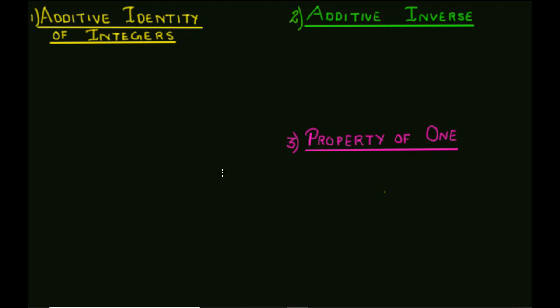During the last sessions, we had discussed the different properties of the addition of integers: the closure property, the commutative property, and associative property. If you've forgotten, you can always go back to my previous videos and check them out. This session, we shall deal with the additive identity of integers, additive inverse, and finally the property of 1.